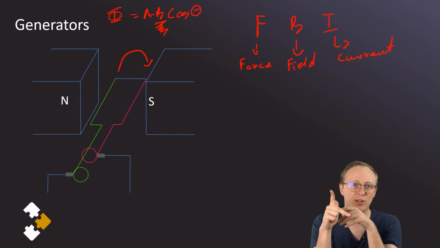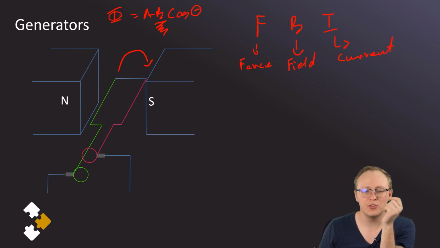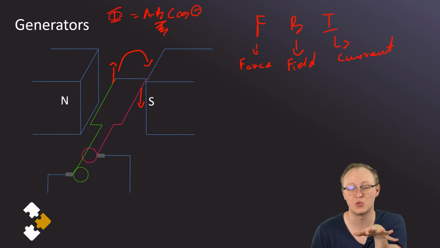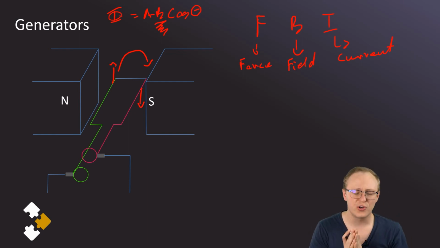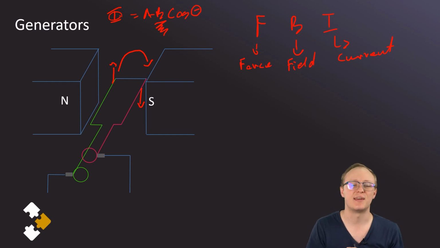Now, we've got to start with the force, I guess. What you'll notice is that the green side has a force going upwards, and the pink side has a force going downwards. So you've got to be careful. You can't use both sides at the same time because the force is going in opposite directions. So you've got to choose a side of your armature.